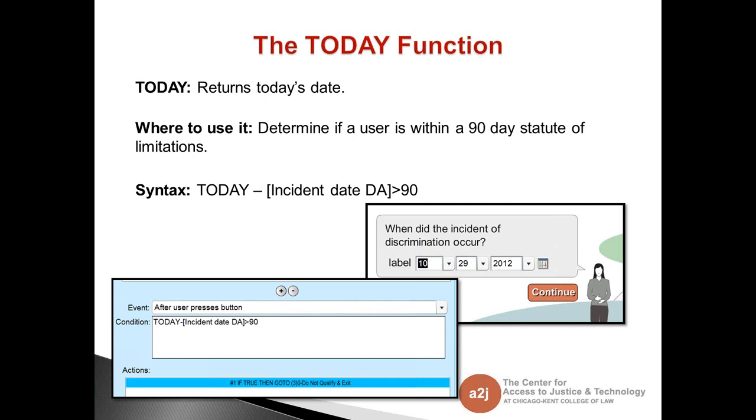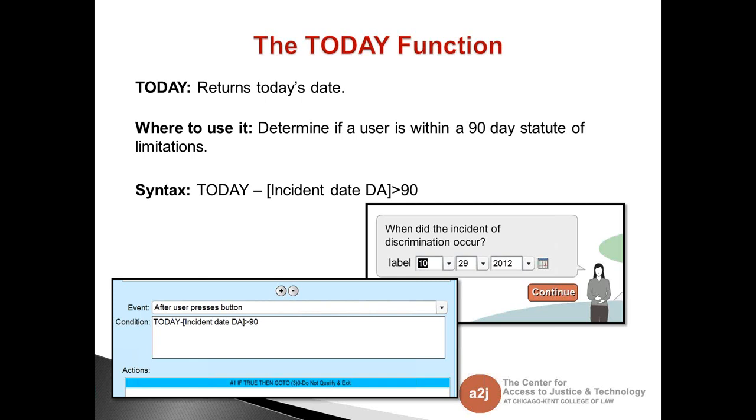So where would you use it? You want to determine perhaps if the user is within a 90-day statute of limitations. So you ask them in the question, when did the incident of discrimination occur? You then can evaluate the variable incident date DA based on what they fill in, subtract it from today. So it's always going to subtract it from the most current day, which is today, minus the incident date, and you can evaluate whether that number is greater than 90 or if it's less than 90. If it's greater than 90, they don't qualify, you can take them to the exit question and get them out of the interview. If they do qualify, you can move on to the next set of questions.